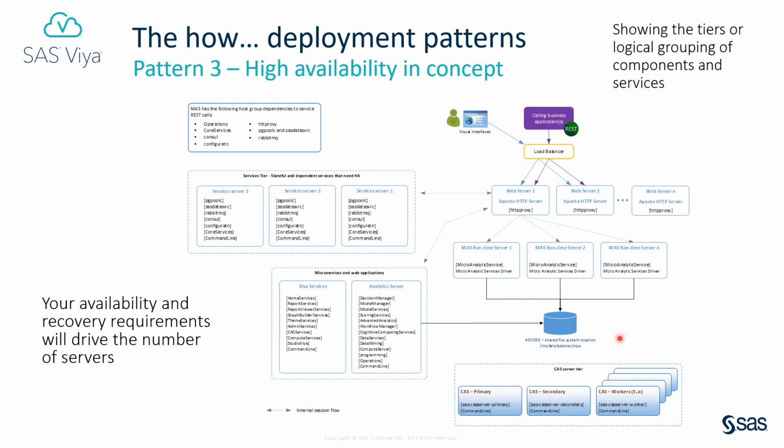In the middle, we can see the need for shared storage again for the A-store files. And finally, at the bottom here, depending on your batch processing requirements, you may need to scale out and provide some redundancy for the CAS server. And this is shown down here. As I said, the minimum requirement is to have 3 servers to implement a high availability configuration. But depending on your availability and recovery requirements, this will drive the number of servers that you use.